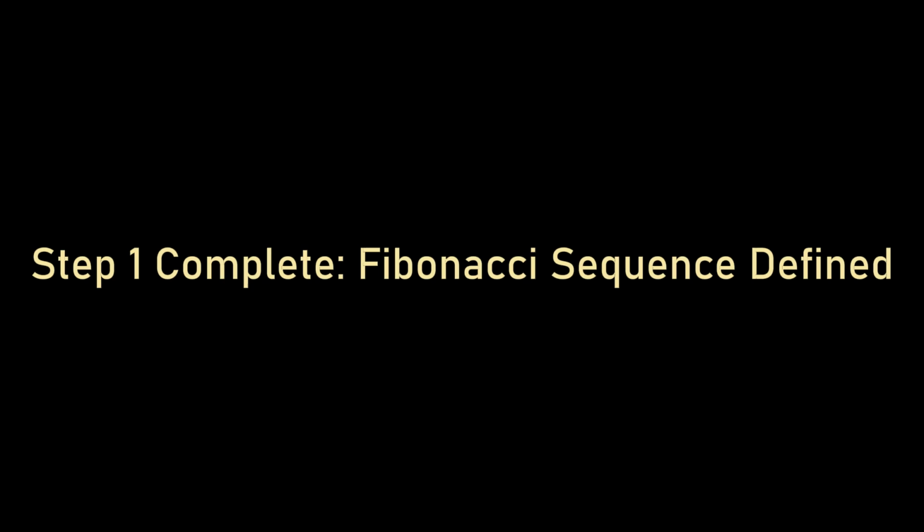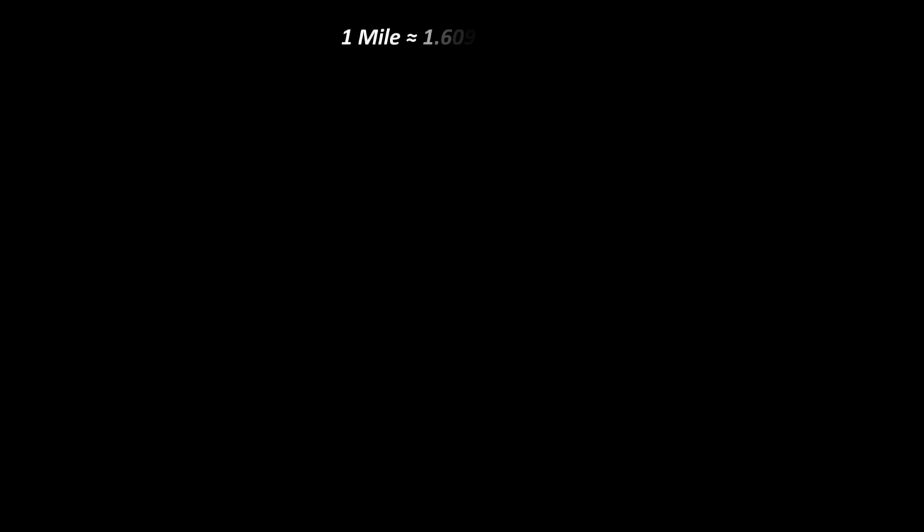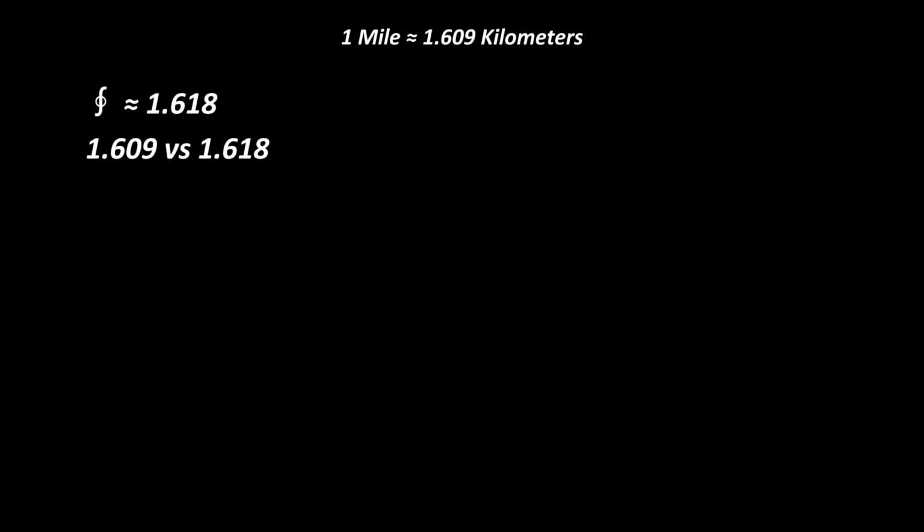Now, let's look at the actual conversion factor between miles and kilometers. 1 mile is approximately 1.609 kilometers. In the world of mathematics, there is a very famous number called the golden ratio, often represented by the Greek letter phi. The value of phi is approximately 1.618. Notice how close these two numbers are, 1.609 and 1.618. The difference is less than 1%. This proximity is the secret sauce of our trick.